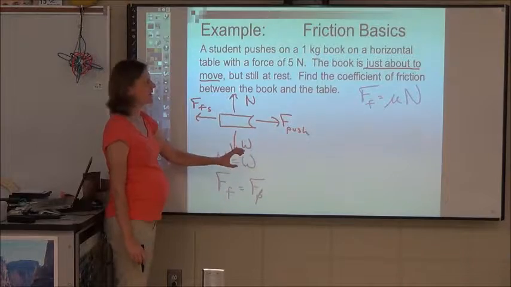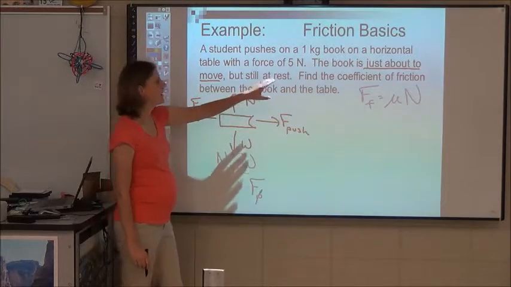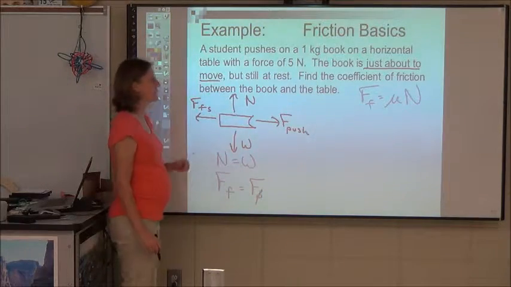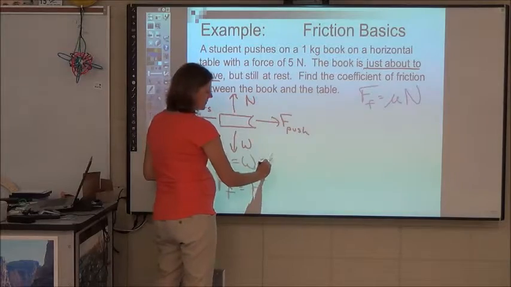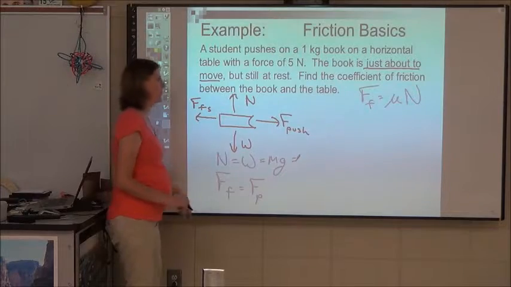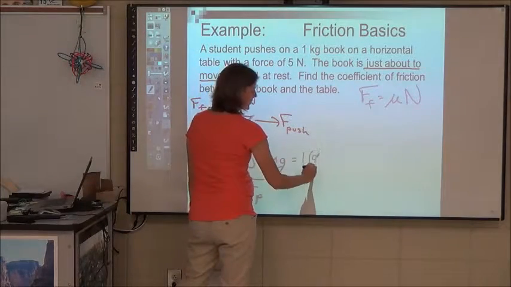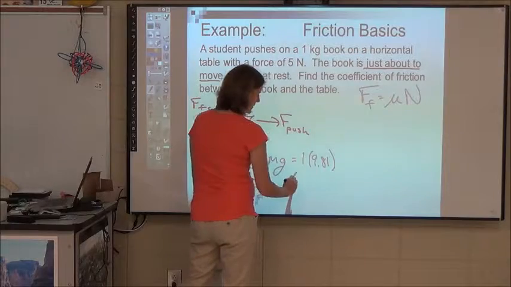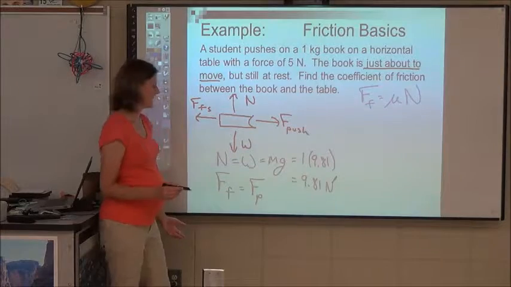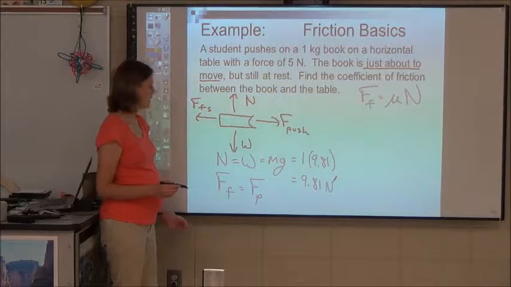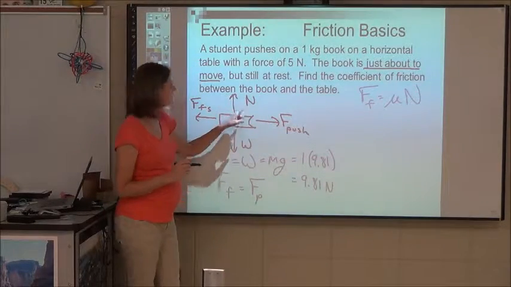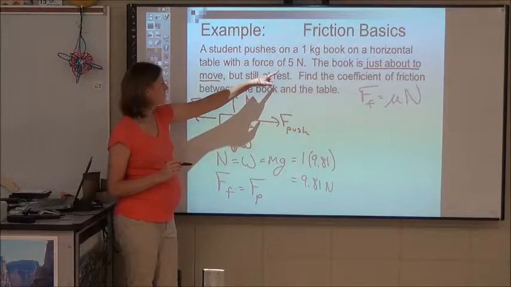Weight, don't forget that weight is a force, weight's in newtons. A lot of times people confuse mass with weight. 1 kilogram is a mass. So I do need to do mass times gravity to actually get that weight, to actually get that normal force. So 1 times 9.81. Of course, that's still 9.81, so now it's in newtons. So now I can plug in over here. Force of friction must be equal to that push force, which was 5 newtons.